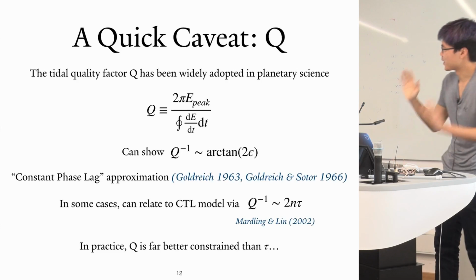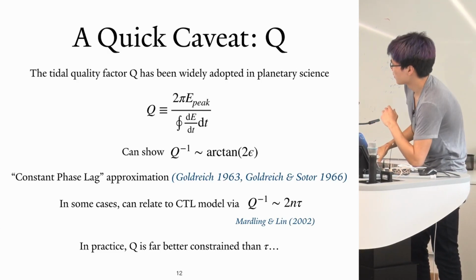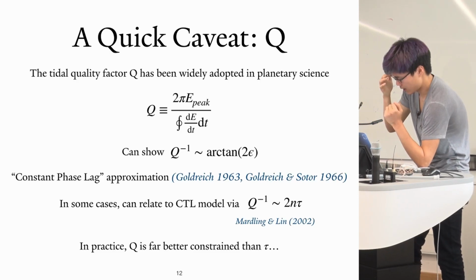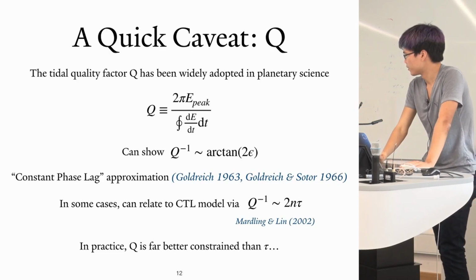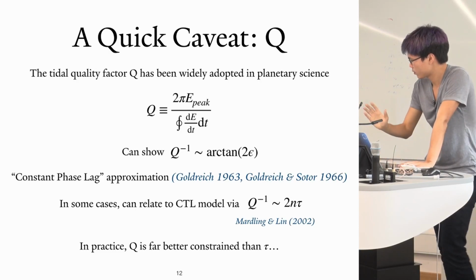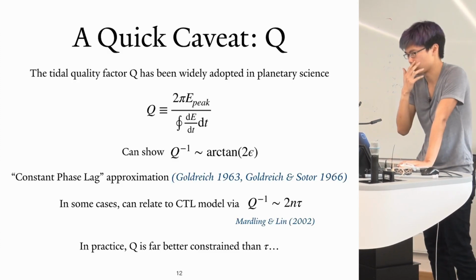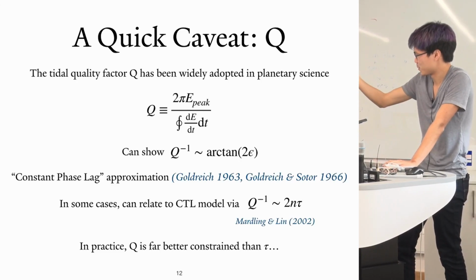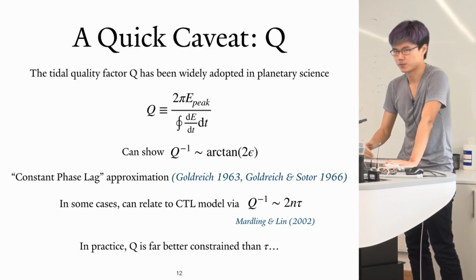I do want to say that while we chose tau because we believe the constant time lag model to be more physically correct, in almost all cases, both Q and tau are pretty poorly constrained, but Q is much better constrained than tau. So in practice, you may be forced to appeal to measurements of Q and use relations such as this one here to ultimately use the code.